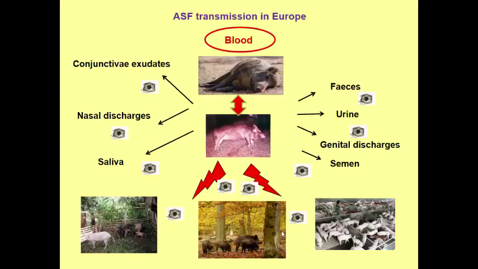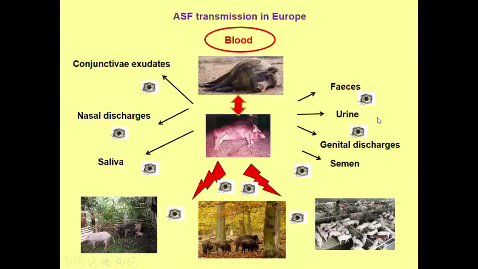So what is the problem now in terms of African swine fever, and what is happening in Europe? It is really very, very scary. A few years ago, this slide would only show the domestic pig. But how is the disease transmitted between animals? It is transmitted directly through contact with the secretions and excretions of infected animals. Both the wild boar and the domestic pig are able to transmit the disease through blood, exudates, conjunctival exudates, nasal discharges, saliva, feces, urine, genital discharges, and semen.